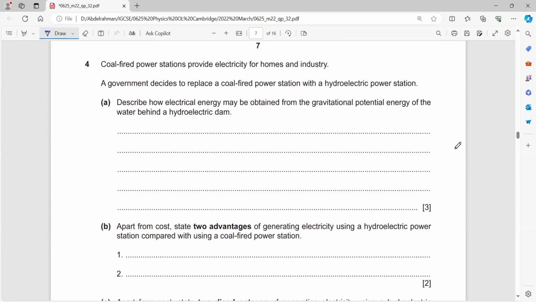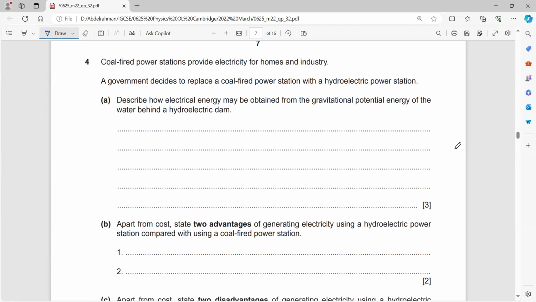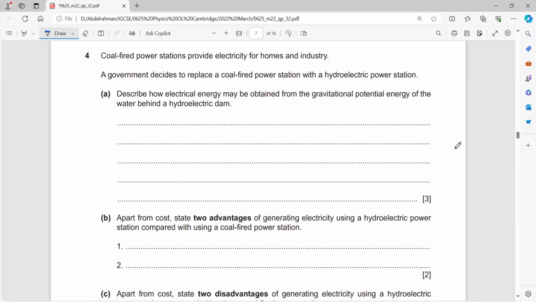Coal-fired power stations provide electricity for homes and industry. A government decides to replace a coal-fired power station with a hydroelectric power station. Describe how electrical energy may be obtained from the gravitational potential energy of the water behind the hydroelectric dam. How can we obtain electricity? Any ideas? Seems like you have forgotten.